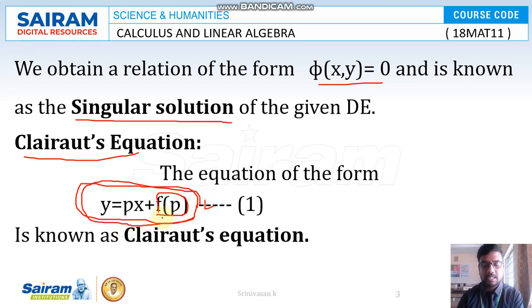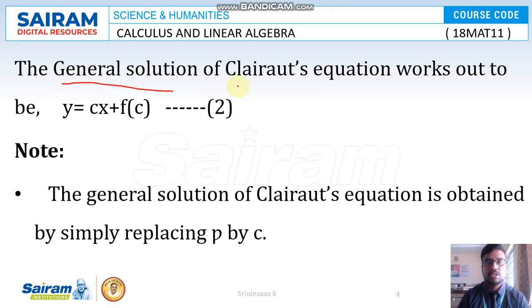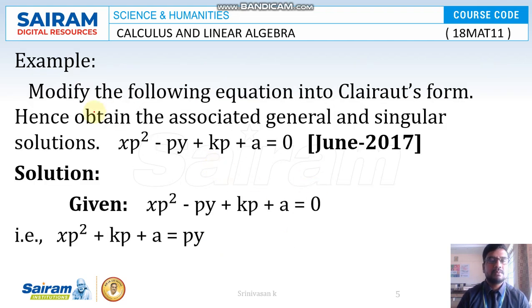If the equation is Clairaut's equation, the general solution is y equal to cx plus f of c. That just means replacing p with c. That is equation 2. Next we have to remove the parameter. The general solution of Clairaut's equation is obtained simply by replacing p with c in the given equation, and after that we have to eliminate the parameter. That is the procedure. Next we'll solve the problem.